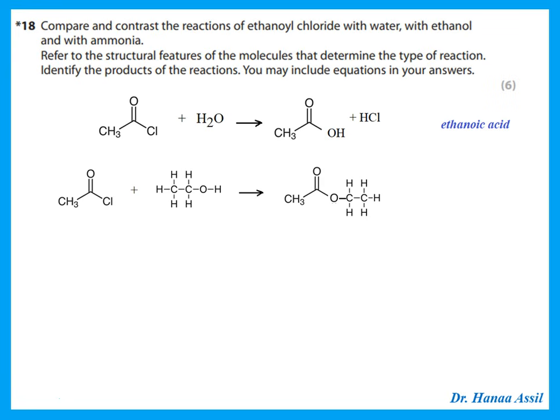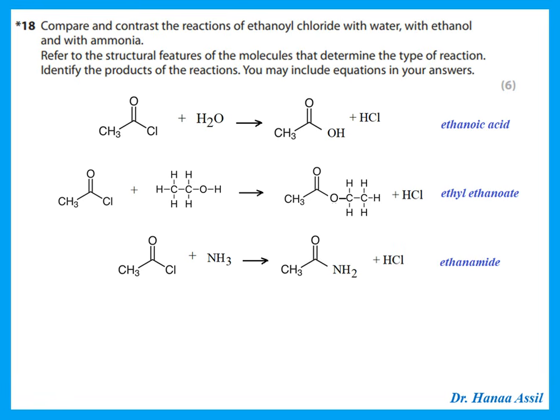What if we're reacting it with ethanol? Well, when the alcohol reacts with the acid chloride, we have an ester. So this is ethyl ethanoate plus HCl also. If we're looking at ethanoyl chloride with ammonia, this gives you the amide. So this will give ethanamide. So these are different products.